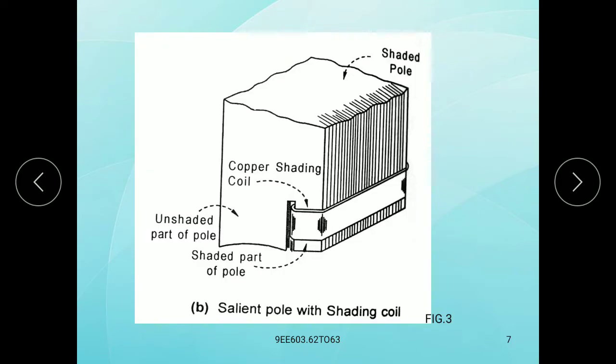Here, see the shaded pole with the copper shading coil. This portion is the unshaded part of the pole, and this one is the shaded part of the pole. This one is the copper shading coil. So this is the salient pole with shading coil.